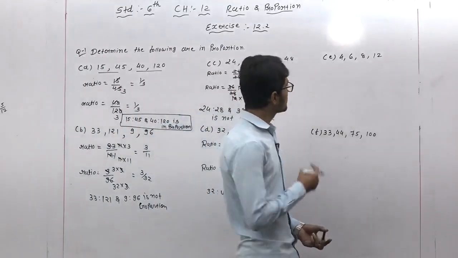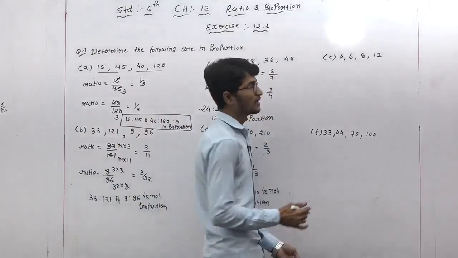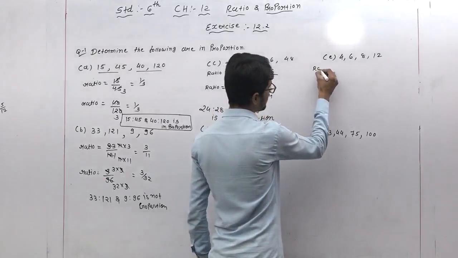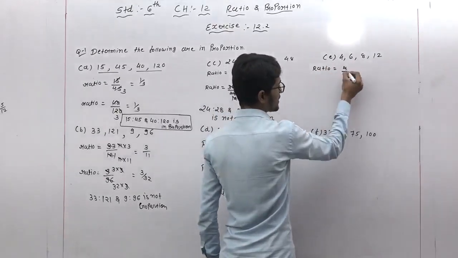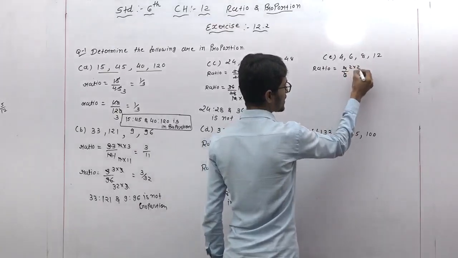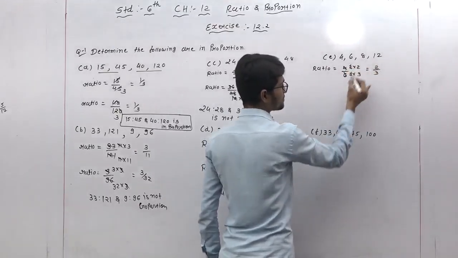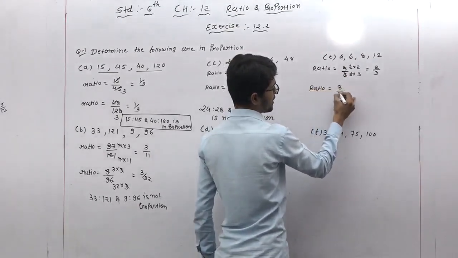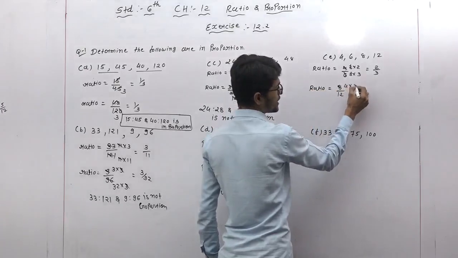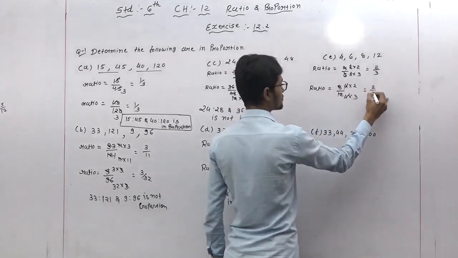Okay. Now the next question, the 5th one: 4, 6, 8 and 12. Let's check the ratio. First of all, the first two, it means 4 by 6. Here 2 2s are 4 and 2 3s are 6, 2 2 cut, it means 2 by 3. Second, 8 by 12. So here 4 2s are 8, this one 4 3s are 12, 4 4 cut, answer is 2 by 3.